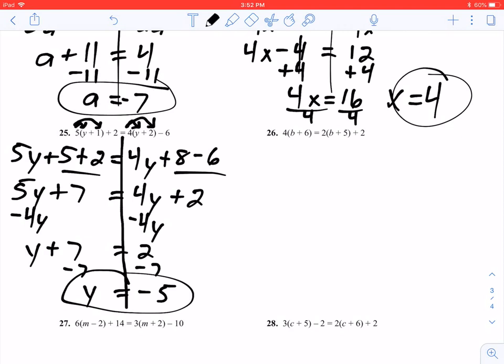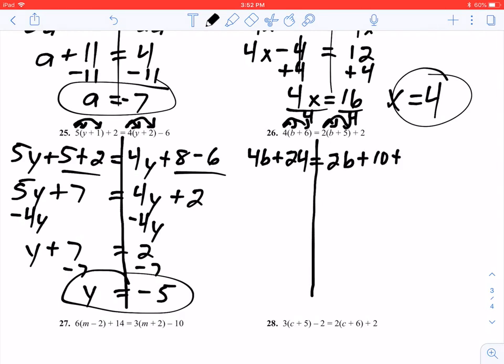26 is going to be pretty much the same as the last couple. We are going to have to distribute on both sides. The 4 has to distribute, and then the 2 has to distribute. So we're going to have 4b plus 24 equals 2b plus 10, and then plus 2. So the left-hand side's good. The right-hand side, we have a 10 and a 2 that have to combine. So we have 4b plus 24 equals 2b plus 12.